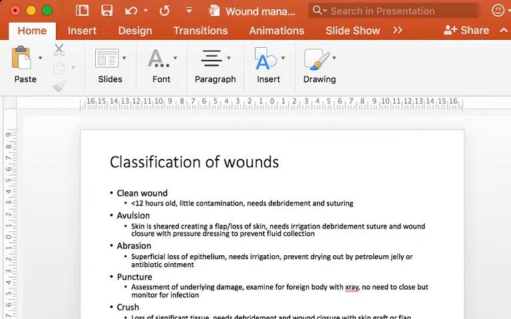Puncture wounds are usually a small area that goes deep. You need to assess it for underlying damage and examine for any foreign bodies with an x-ray. You don't need to close it, but you do need to watch it carefully for infection. Crush injuries are the worst. Those have a loss of significant tissue. They need debridement and wound closure with a skin graft or flap.